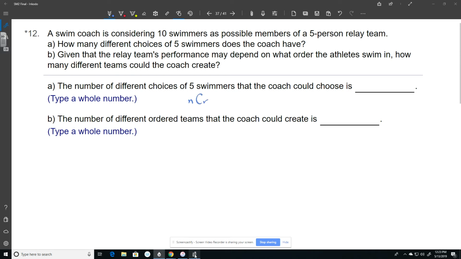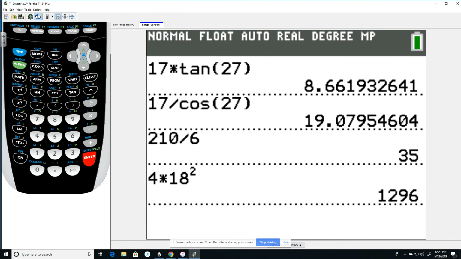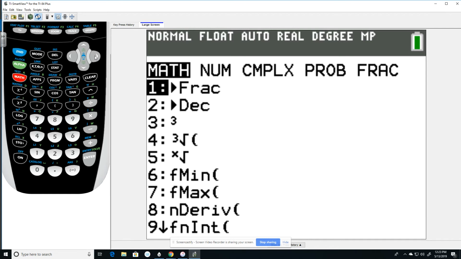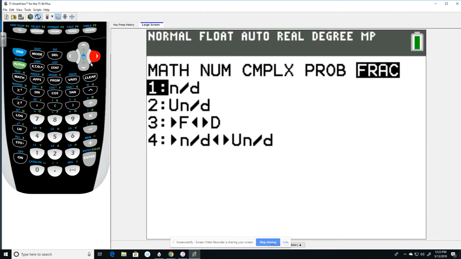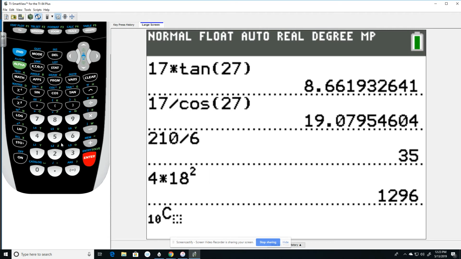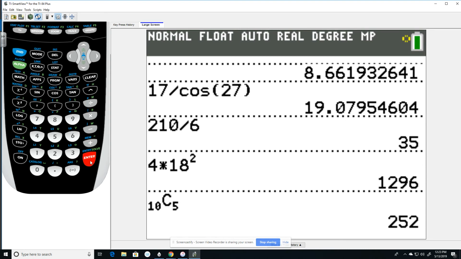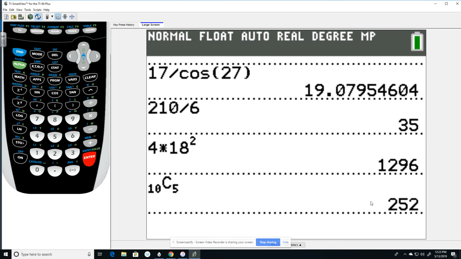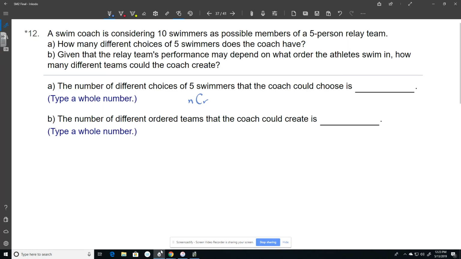So on my calculator, choice doesn't matter, order doesn't matter. And I'm choosing out of 10 people. And I need to use NCR since order doesn't matter. So out of 10 people, I'm choosing 5. And when I hit enter, I get 252. So there's 252 different 5-man teams this coach could come up with, or I guess 5 swimmer teams.